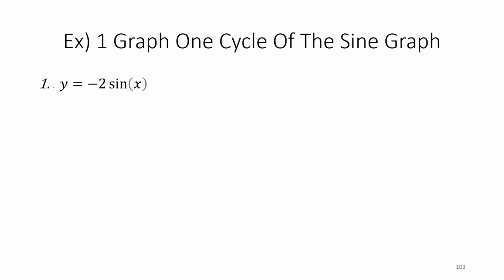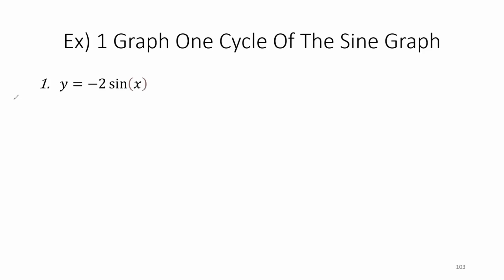On number one, it says graph one cycle of the sine graph. So it's only asking for one cycle, not two. So what do we need? What we need is max, min, midway. What else? Critical values.